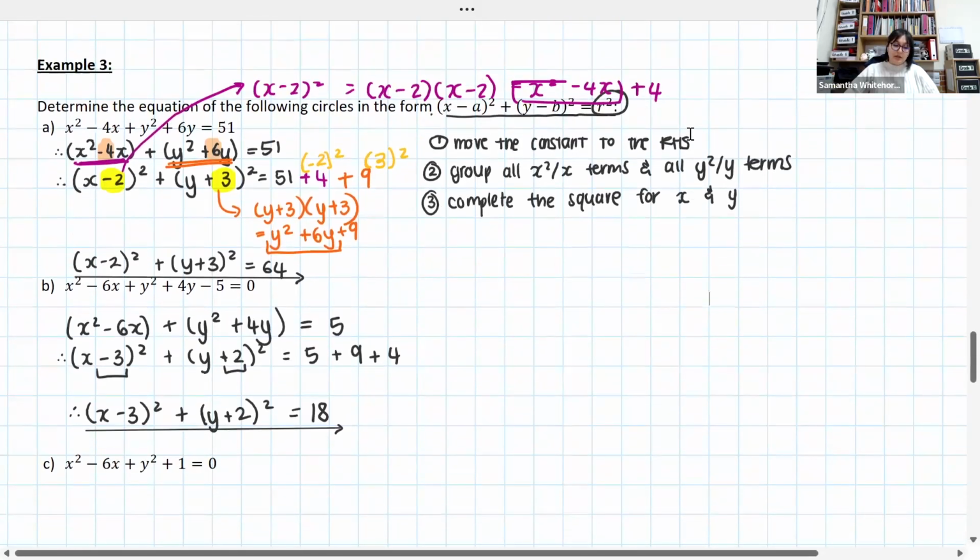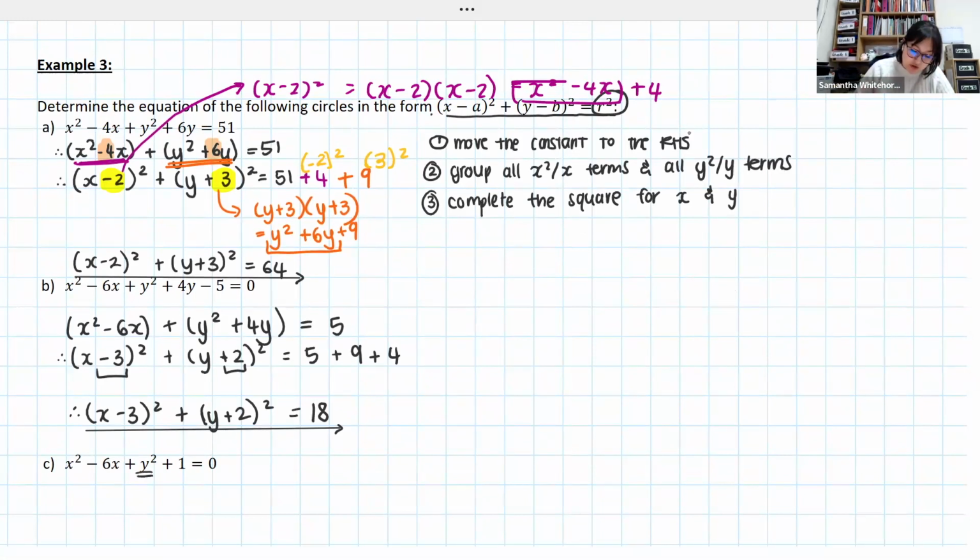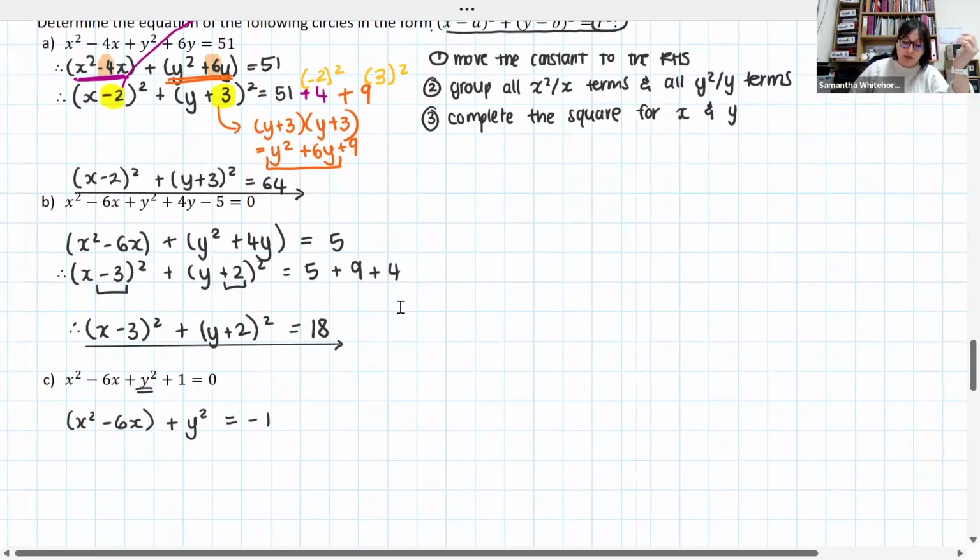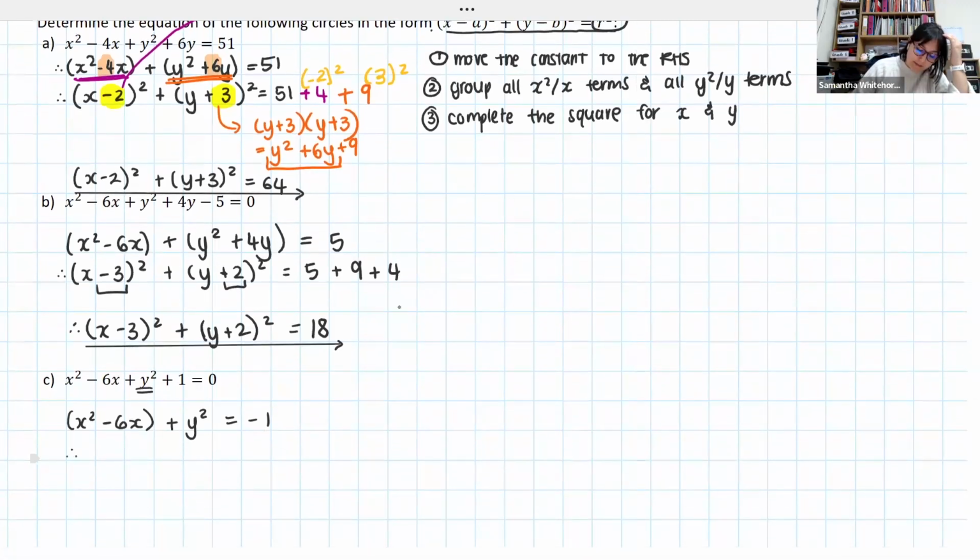Okay, so if we have a look at example C here, what we need to be careful of is the fact that you just have a y squared. So when I group my terms, I've got x squared minus 6x plus y squared, which doesn't have a partner, equals -1. Now that's fine. We know what that means. If there's just a y squared, it means that the center of my circle has a y coordinate of 0. So in this case, I'm lucky. I actually only have to complete the square once with x.